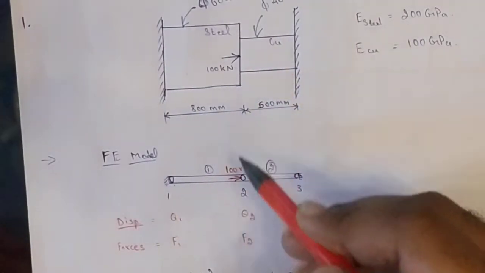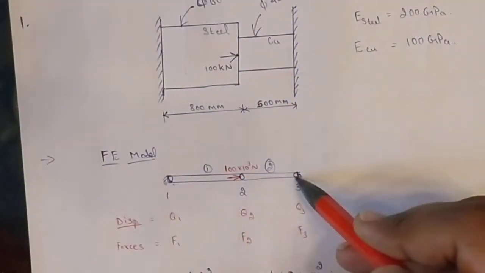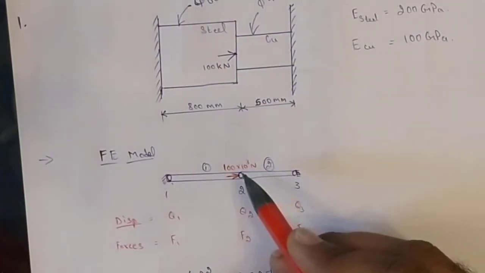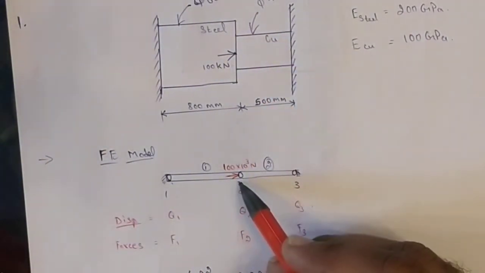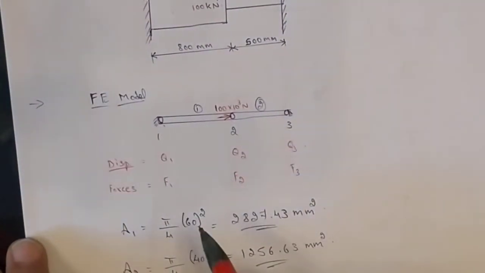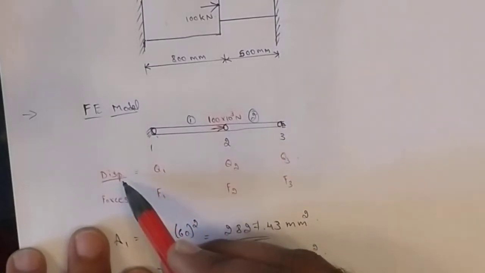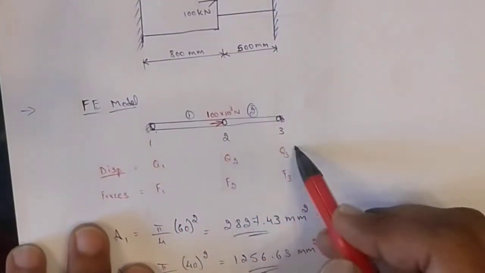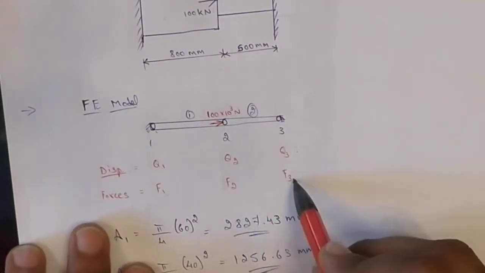Fixed, I need a node. Change in the cross section, I need a node. Fixed, I need a node. Okay. Number it 1, 2, 3, elements 1 and 2, and the force of 100 kilonewton is applied here, that is 100 into 10 power 3 Newton. So here in the penalty method, similar to the elimination method, write the displacements and the forces. Displacements Q1, Q2, Q3, forces F1, F2 and F3.